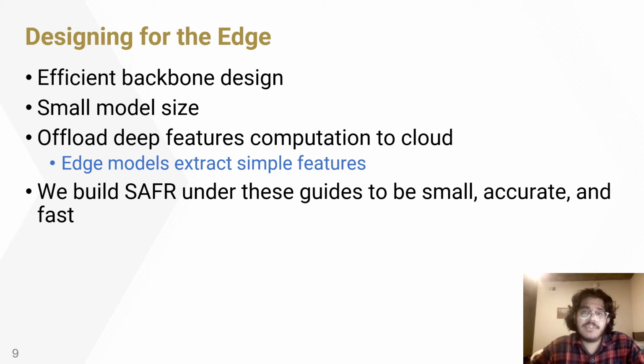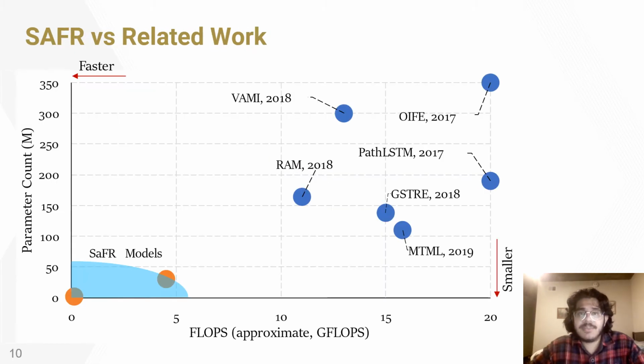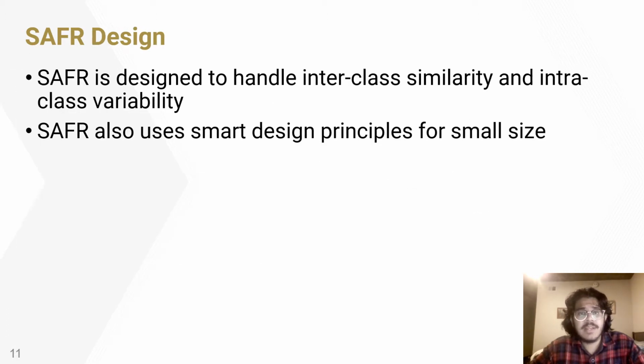Models need to be efficient to run quickly on the edge. While real-time performance at 30 to 50 FPS would be difficult, with video sampling one could get real-time performance by using every 8th frame, for example. So we built SAFR models under these guides to be small, accurate, and fast. Our SAFR models therefore are tiny compared to related work and require less computations, making them ideal for low compute environments such as edge or mobile devices. In addition to being small and fast, SAFR is designed to handle intra-class similarity and intra-class variability.